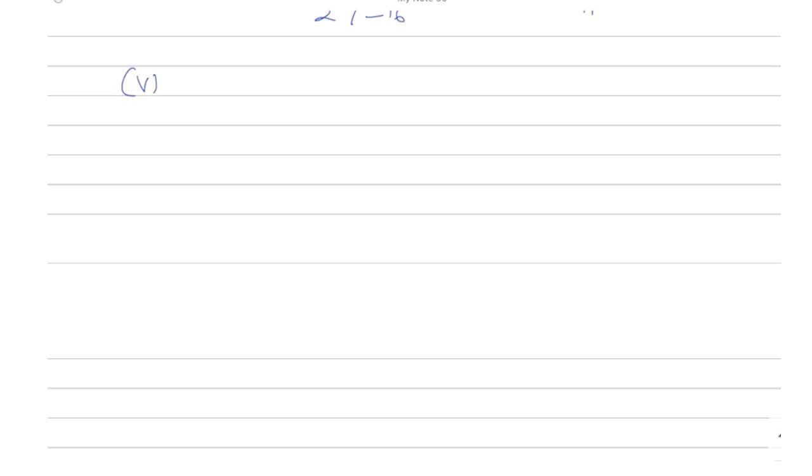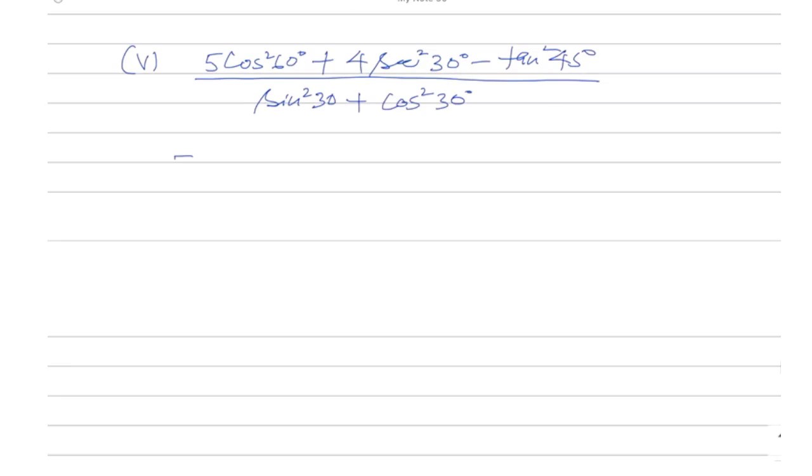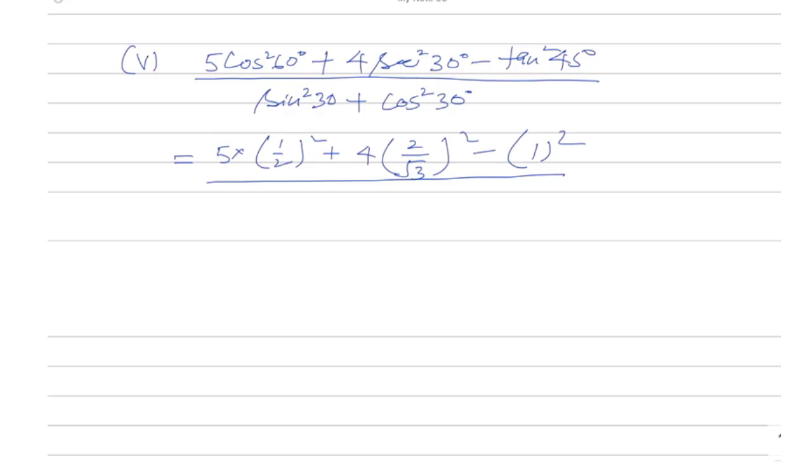The fifth part is 5 cos square 60 degree plus 4 sec square 30 degree minus tan square 45 degree whole divided by sin square 30 degree plus cos square 30 degree. So this is equal to 5 into cos 60 is 1 by 2, so 1 by 2 whole square, plus 4 sec 30 is 2 by root 3 whole square, minus tan 45 degrees is 1, so 1 square, whole divided by sin 30 degrees 1 by 2 whole square plus cos 30 degrees root 3 by 2 whole square.